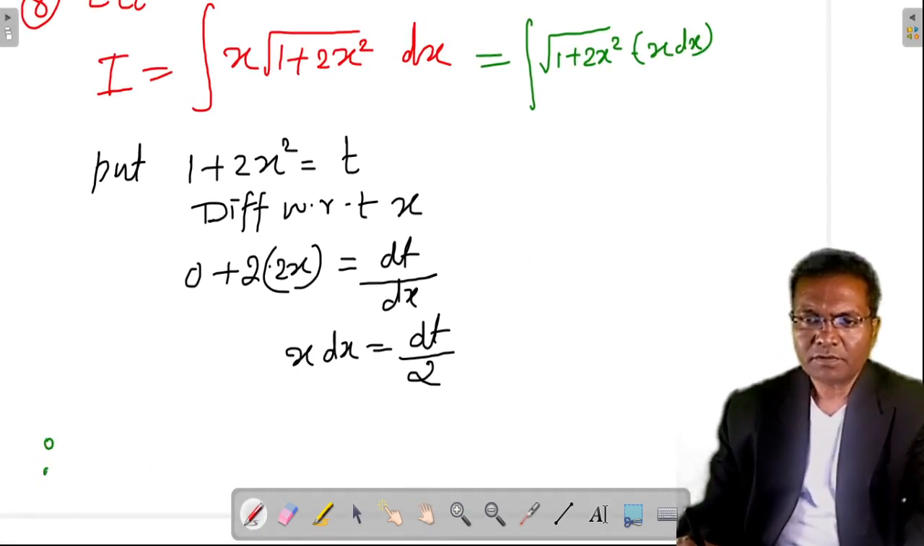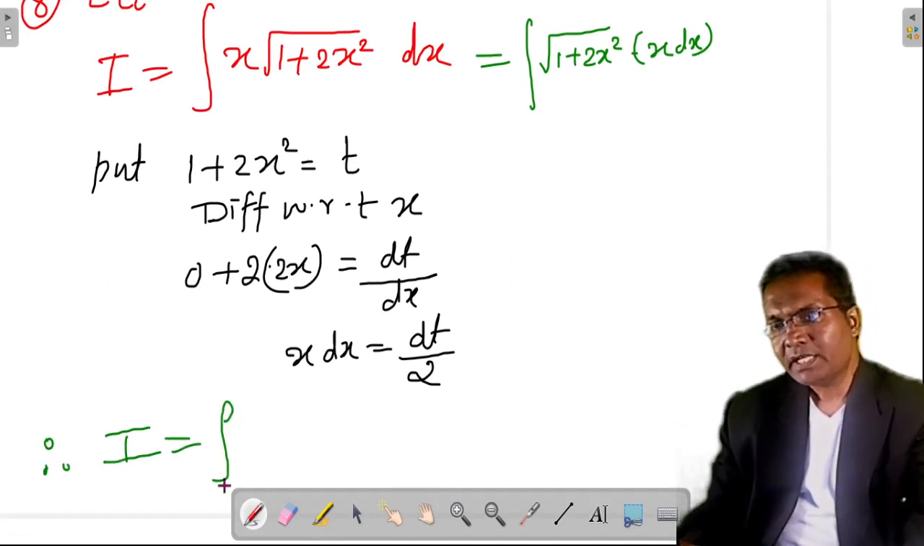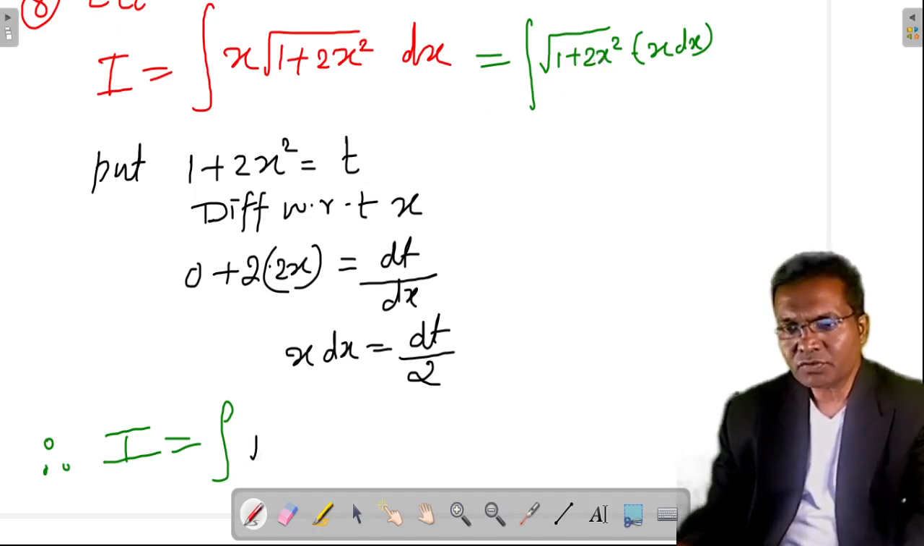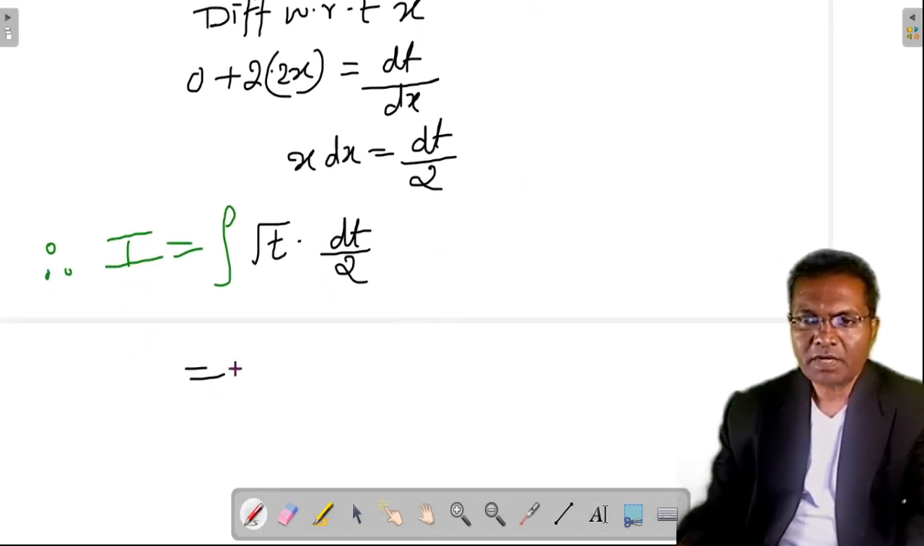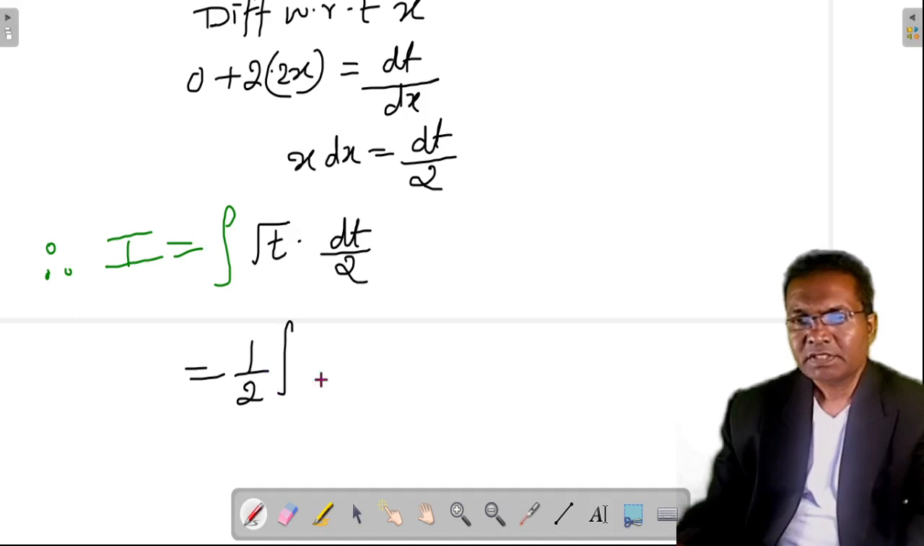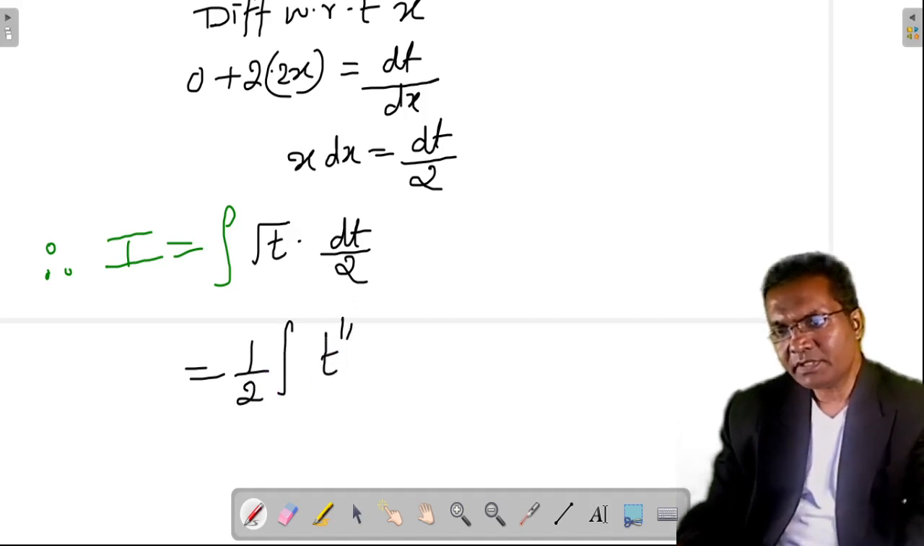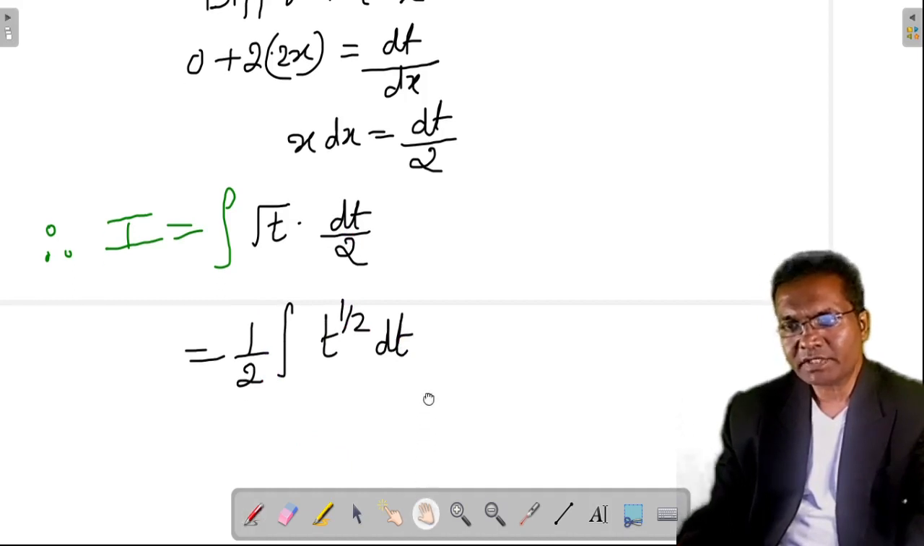So therefore, your I becomes integration of this 1 plus 2x square means t. So it is root t and x dx is dt by 4. Okay. So it is 1 by 4 integration of root t, which means t power half. This 1 by 4 taken outside.